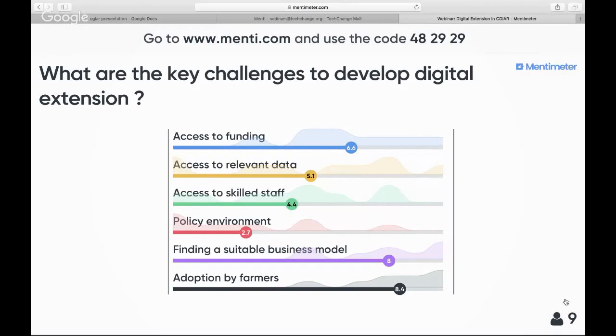Ram or Shrikant, maybe you can start with commenting on this. Yeah. Shrikant, can I just go first on that?